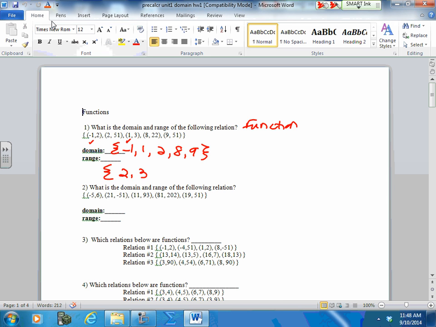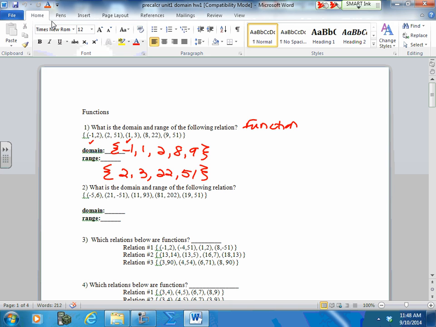2, 3, and we only need to write 51 once. Was that okay that 51 repeated? Because it's still assigned to 2 different x values. It's not a one-to-one, but right now I only asked if it was a function. So those are things that you're going to look at.